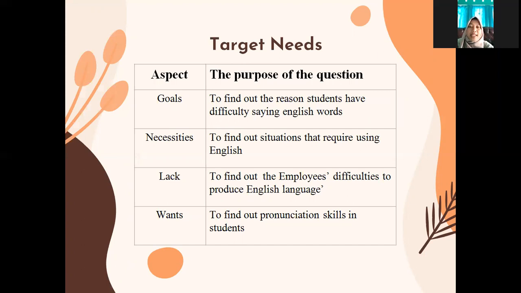The next is target needs. The first is aspect and the purpose of the question. First, goals, to find out the reason students have difficulty saying English words, and the second is necessities, to find out situations that require using English. The third is lacks, to find out the employees' difficulty in producing English, and the last is wants, to find out what the students want.